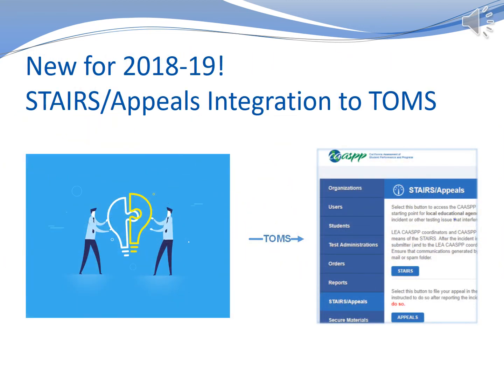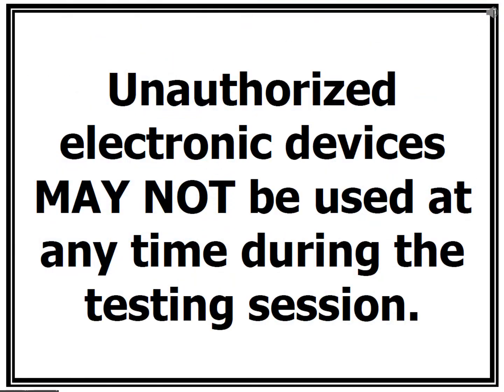New for 2018-19 is the STAIRS appeals being integrated into TOMS. Now that the entire process is part of TOMS, coordinators can have a one-stop shop for entering, tracking, and communicating about incidents and appeals. User information will be automatically populated in STAIRS, and they will no longer need to enter their name in LEA with this automated process.